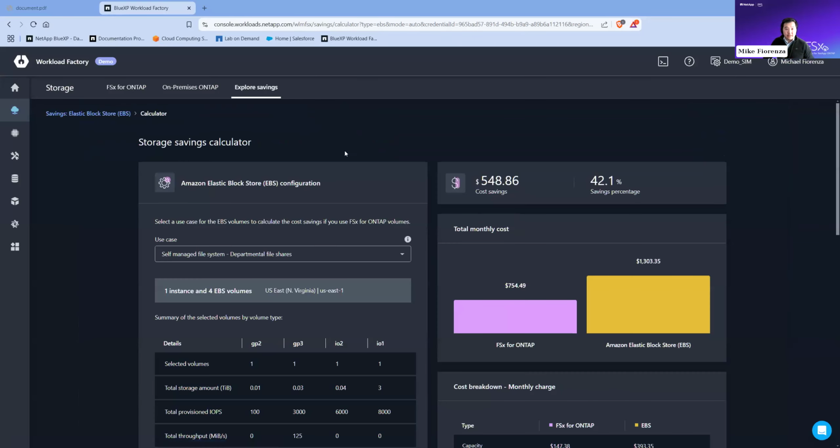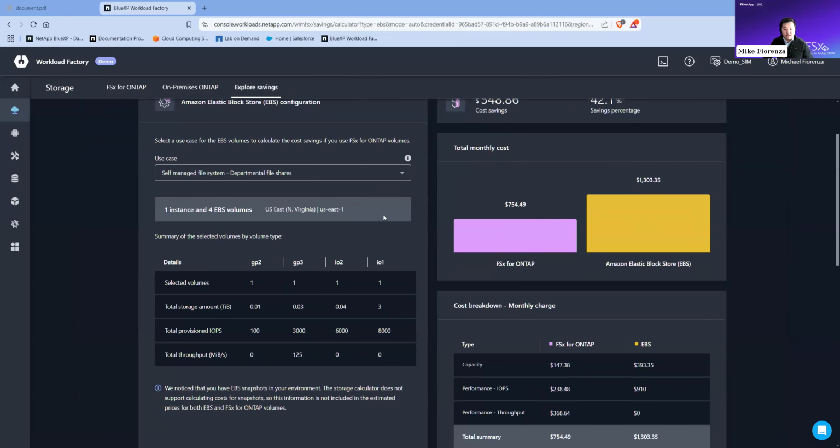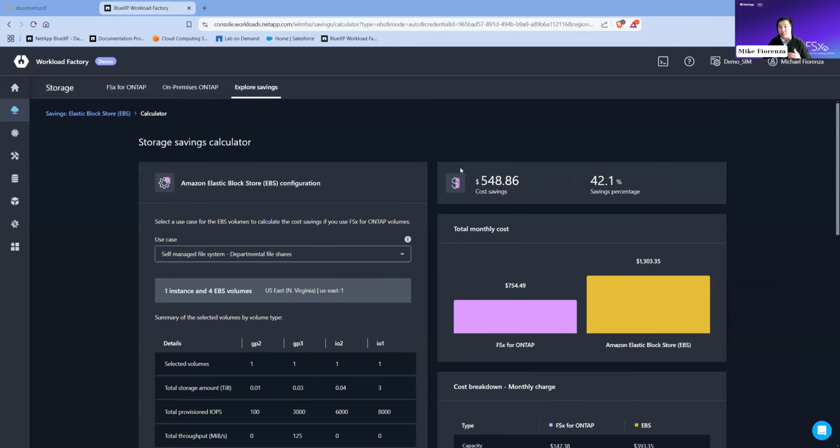And we can click this Explore Savings button. And again, take a look here and see what we're spending now versus what this could look like in an FSx for NetApp ONTAP environment. And it's the same type of calculations that are being crunched here, but now again, we're just using what pre-exists, what you may have already running.